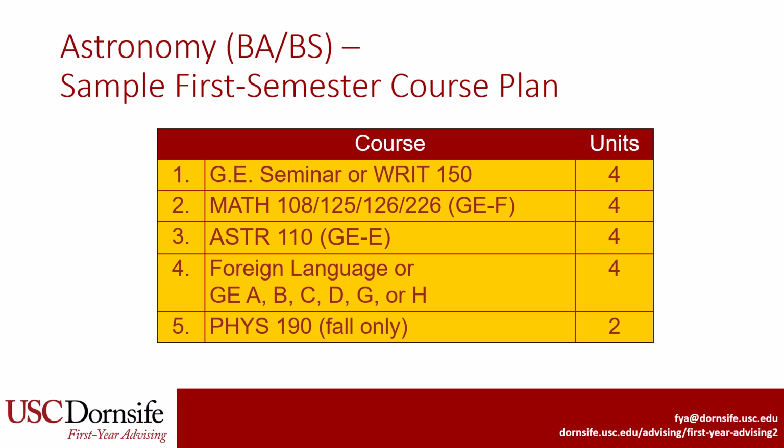All astronomy students will need to take Astronomy 110 in the fall semester. Physics 190, the 2-unit seminar course, is only offered in the fall. We recommend taking it in your freshman year to get the most out of this course. If you're unable to fit it in your first semester, you will be able to take it in your sophomore year.